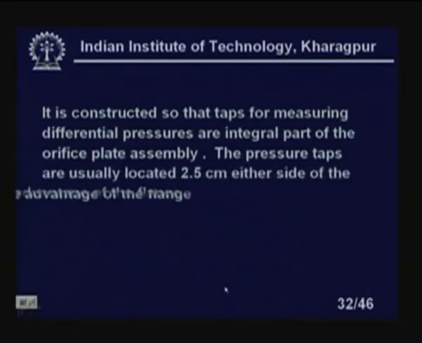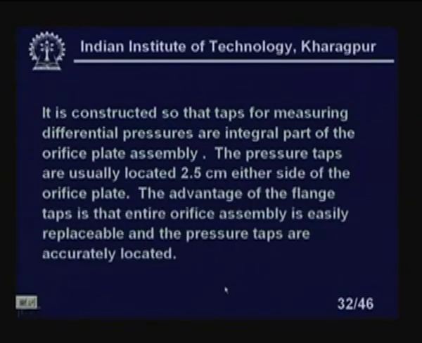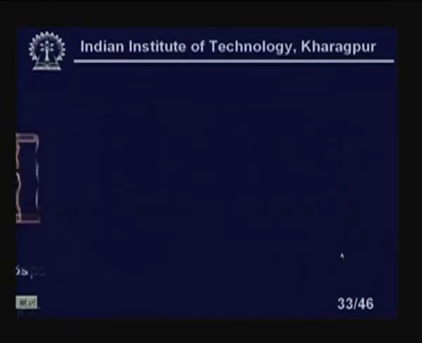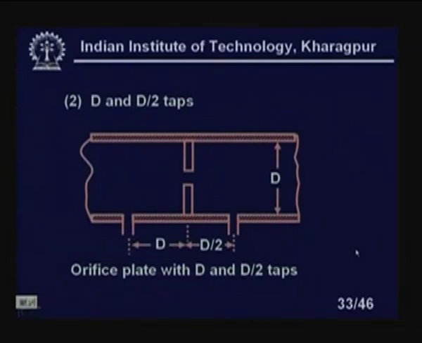Now, it is constructed so that the taps for measuring differential pressure are an integral part of the orifice assembly. That is, in the orifice itself you have the pressure tappings. It is an entire assembly available. The pressure taps are usually located 2.5 centimeters either side of the orifice plate. The advantage of the flange tap is that the entire orifice assembly is usually replaceable, and the pressure taps are accurately located. Now, we have an orifice plate with D and D by 2 taps. Here you can see that upstream is D and downstream is D by 2.